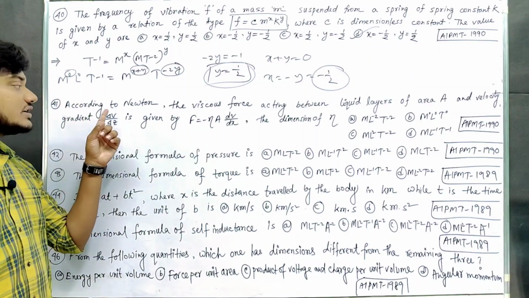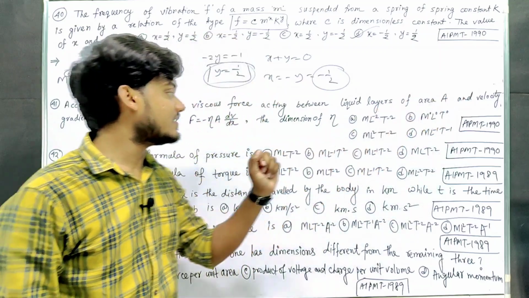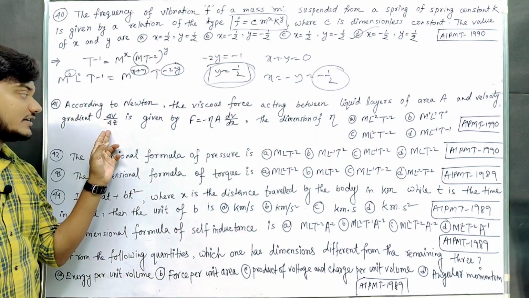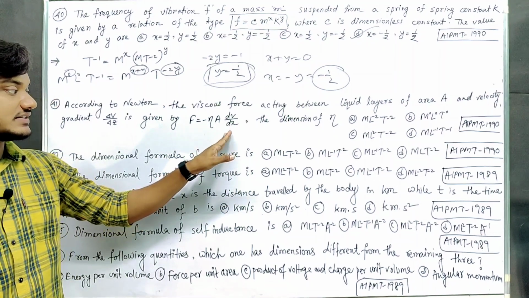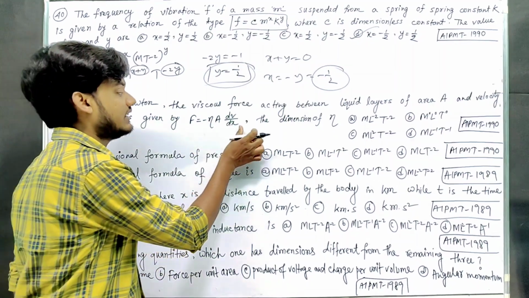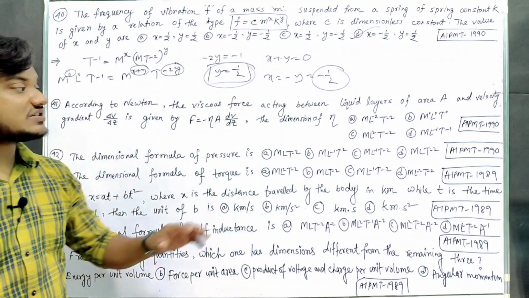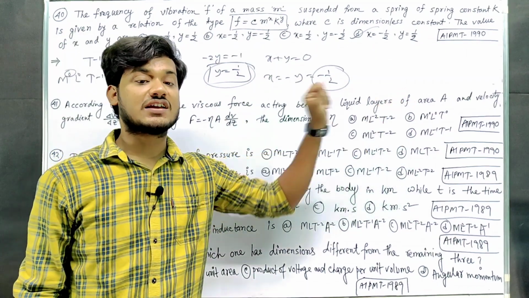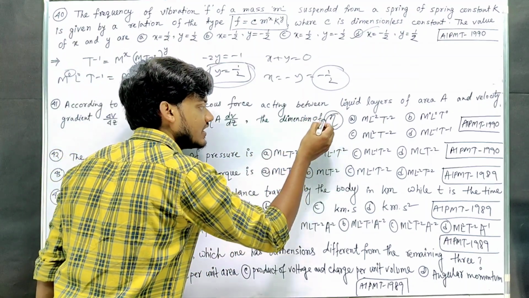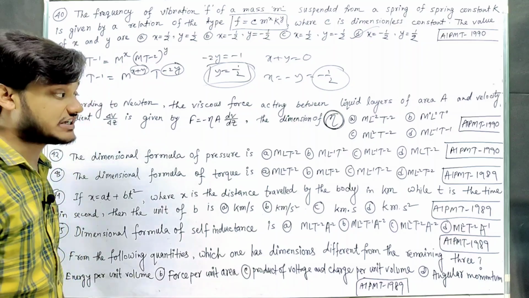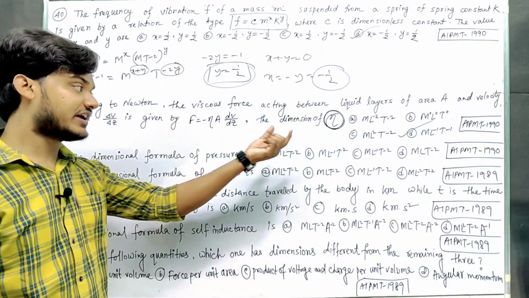Next question 41. According to Newton, the viscous force acting between liquid layers of area A and velocity gradient dV by dZ is given by F equals minus eta A dV dz. The dimension of eta, options are given. We know the dimension of eta, the coefficient of viscosity, is M L inverse T inverse. You can derive it from here.